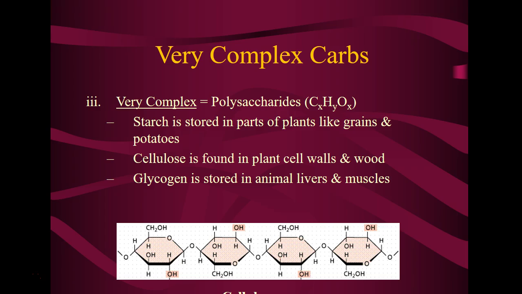Okay, the last carb we have is a very complex carb. These are called polysaccharides. So for example, starch. Cellulose, that's in wood, for example. Sawdust would have a lot of cellulose. Cell walls are made of cellulose. The bark from trees is made of cellulose.